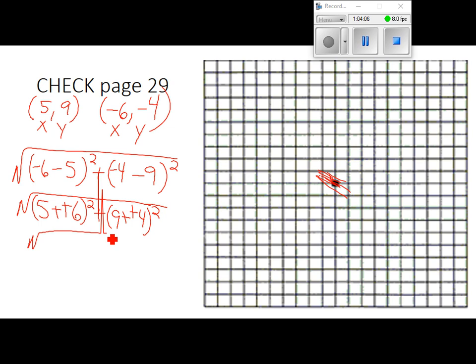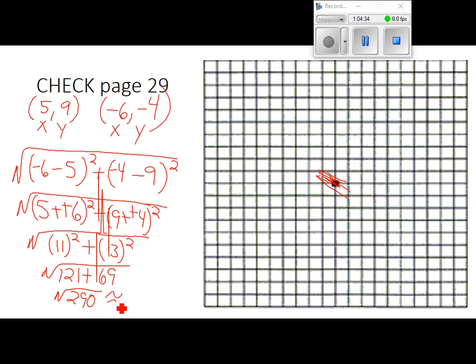I'm going to do it out longhand. Ignore that stray mark going up through there. That's 11 squared plus 13 squared, 121 plus, what is that, 169, is that right? Square root, that's 290, is that correct? What do we do with that? Take the square root. Somebody help me out because I don't have my calculator right now. 17.1. Everybody agree with 17.1?